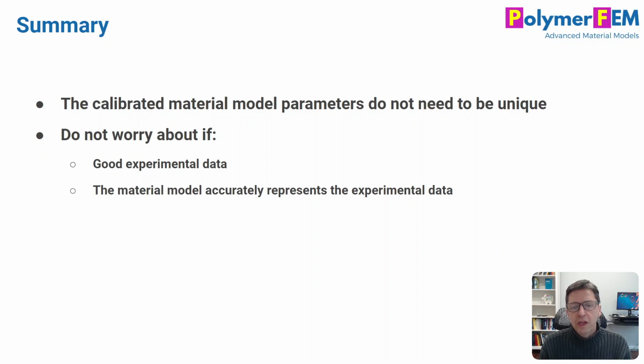So to summarize, the calibrated material model parameters don't really need to be unique. You don't need to worry about it if you have good experimental data and if the material model accurately represents the material data that you have. Under those circumstances, don't worry about it if the material parameters are not the same if you repeat the calibration.